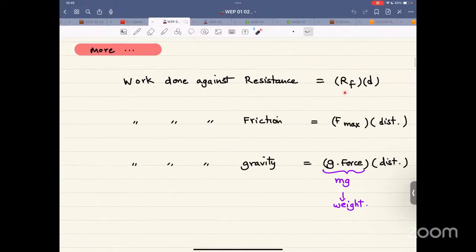Work done against resistance is resistive force into distance. Work done against friction is friction force into distance. Work done against gravity is gravitational force, weight, mg, into distance.